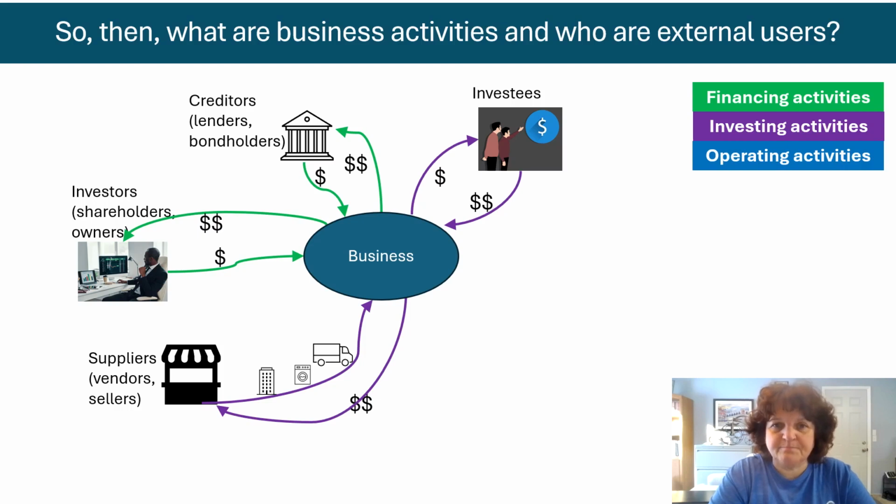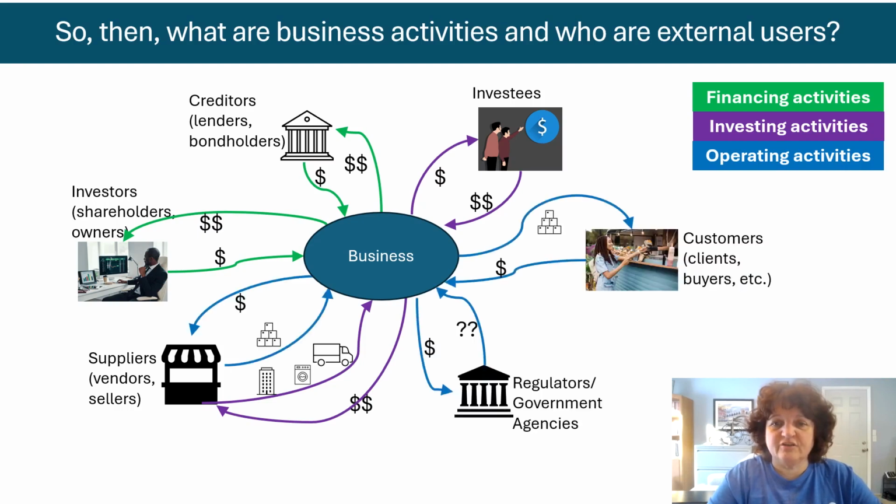Now, I should point out that even though it's a single dollar sign and a double dollar sign, it's not meant to be proportional. So it's not that they're going to get double the amount back. It's just that it's going to be a bigger dollar value than what the initial payment was. And then you'll also notice that with the suppliers here, I put a double dollar sign on that arrow, and that is to contrast with our next category, where the dollar values of the assets involved are typically smaller.